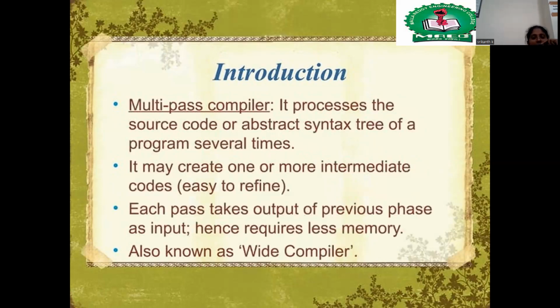After that, multipass compiler. Let us see what is meant by multipass compiler. It will process the source code or abstract syntax tree of a program several times. It may create one or more intermediate codes. That's why it is called a multipass compiler. Each pass takes the output of the previous phase as input, hence requires less memory. It is also known as a wide compiler.